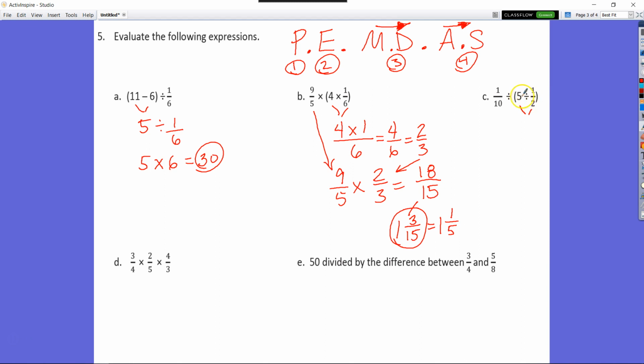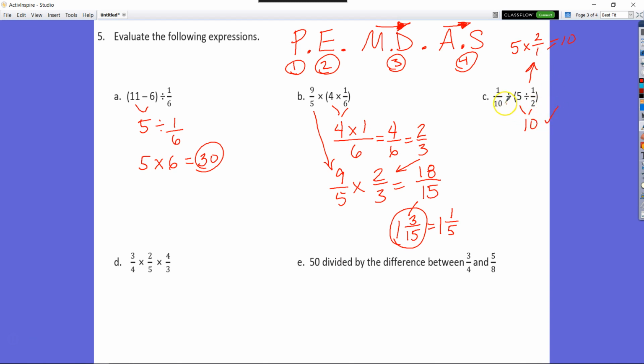Next, I have a parenthesis, so I'm going to do what's inside my parentheses first, and I'm just going to do the inverse operation. Remember, we talked about if I have a whole number as my dividend, and I'm dividing it by a fraction, 5 divided by 1/2 is going to give me a whole number. So I know that this is going to be 10. 5 divided by 1/2 is 10. If you want to do the inverse operation, you could do that and say 5 times the reciprocal, turn that 1/2 upside down, and you get 2 wholes, and that's equal to 10.